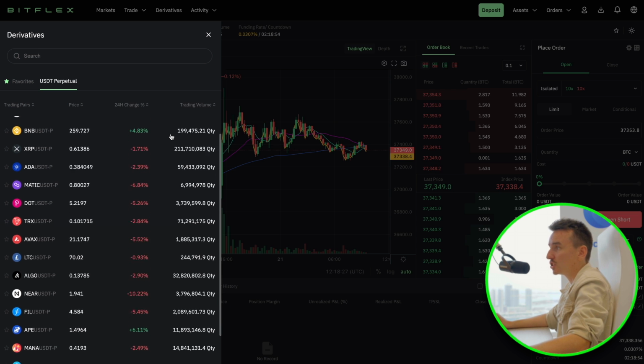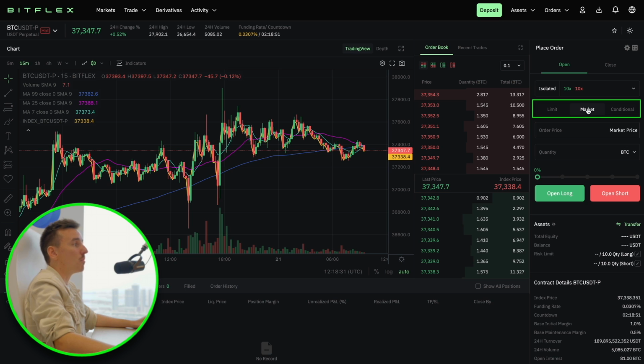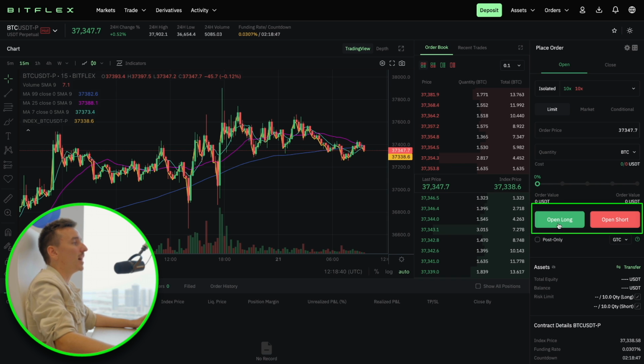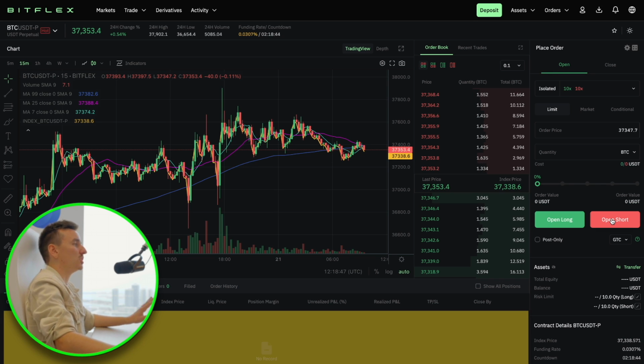Select the asset you want to trade up here in the upper left corner. Now choose your order type from limit, market, or conditional. Enter your trade details right here, such as the quantity, price, and leverage. Confirm your order details and click on buy, long, or sell short to open your position. Once your order is filled, you can view its details under the positions tab.